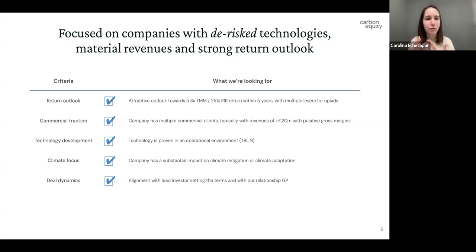First and foremost is, of course, the return outlook. We have to believe that within an average holding period of about 5 years, we have a solid return outlook towards a 3x. And I think I'll speak a bit later about how we do our underwriting, but usually we tend to just focus on the core business of a company, so not additional products, not additional markets that a company could target, but really just what they're doing today.